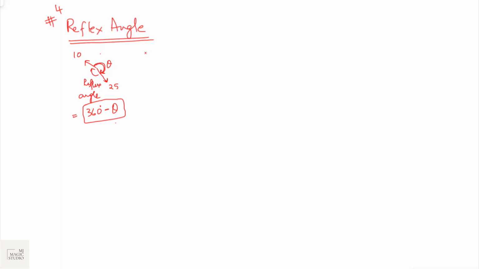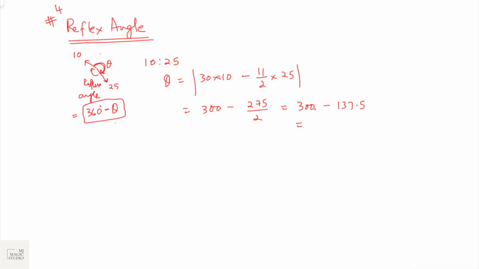So to find the reflex angle, we just need to find the angle between the two hands and then subtract it from 360 degrees. So if they ask you what is the reflex angle at 10:25, we know first theta is 30 into 10 minus 11 by 2 into 25. That would be 300 minus 275 by 2, that is 300 minus 137.5, which will give 162.5 degrees.